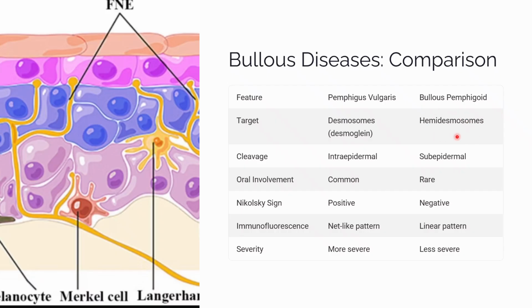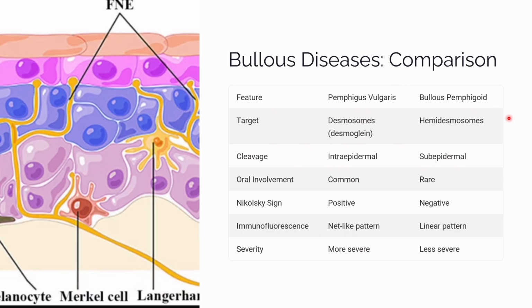What is the role of hemidesmosomes? The role of hemidesmosomes is subepidermal, that is the basal epidermal layer, and it has to get attached to the basement membrane. So for the basal epidermal layer to get attached to the basement membrane, the hemidesmosomes are necessary. When that is attacked by the antibodies, then the disease is known as bullous pemphigoid.